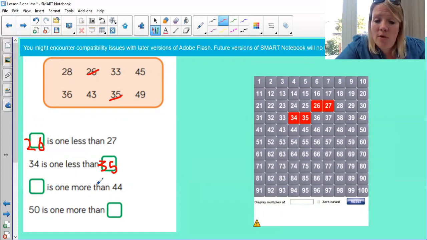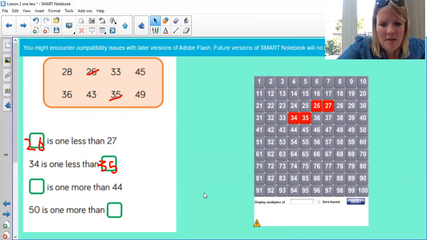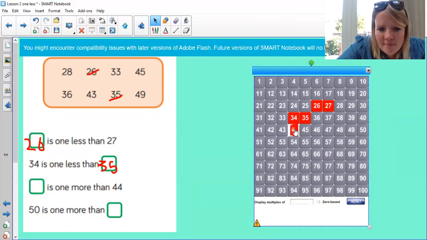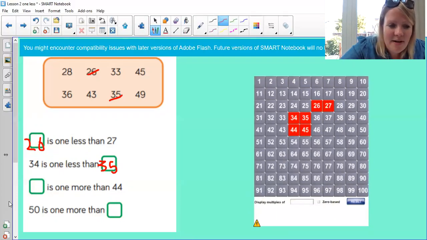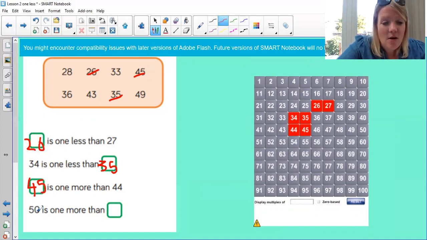Something is 1 more than 44. Which number is 1 more than 44? Have a look over here. Find 44. Which number is 1 more than 44? Brilliant. You had to think then because you've been doing lots of less than. And we know that more than is a bigger number, and it's 45. Fantastic job. Well done. 45. Brilliant. Okay, let's have a look at the last question.